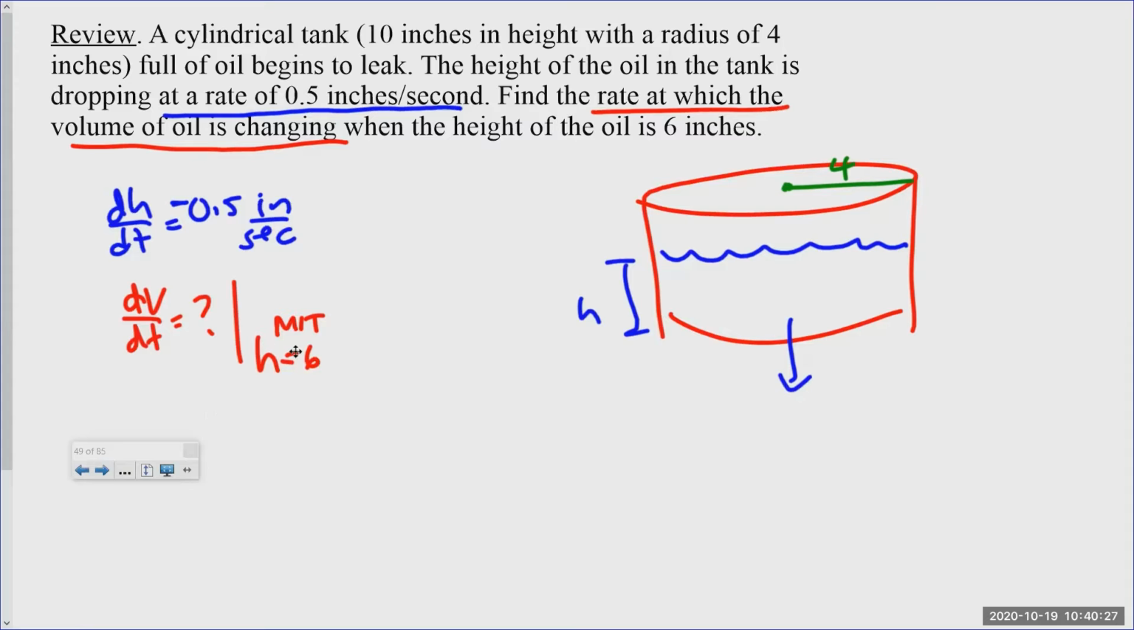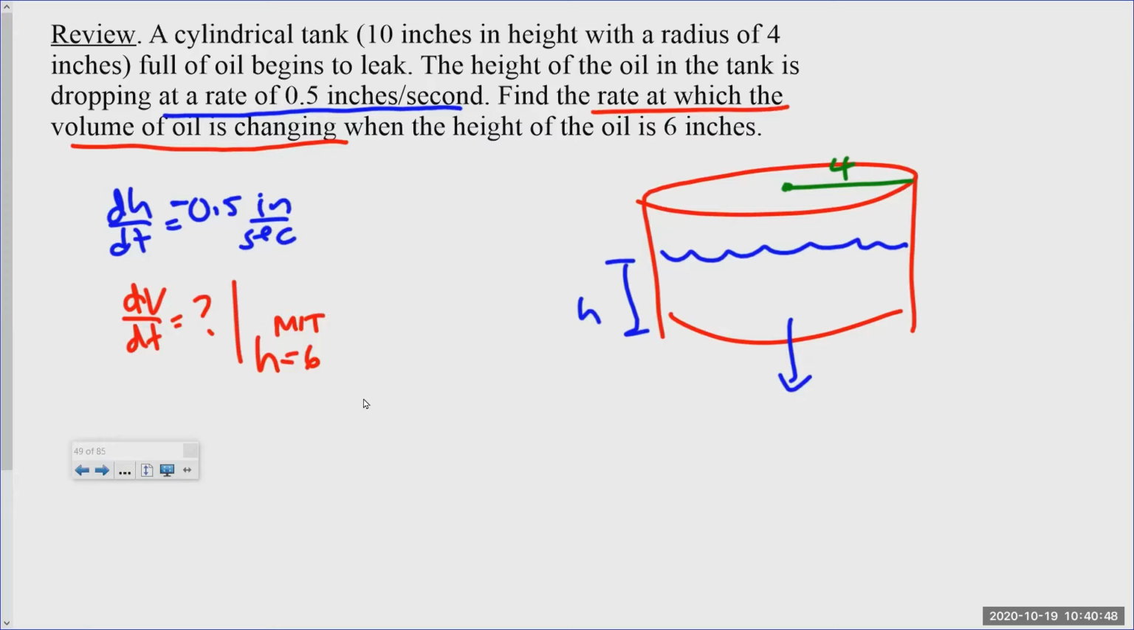I can't emphasize that enough, because what happens is students use these numbers inside when they're making their formula, and then it's all wrong, because the derivative of 6 would just be 0. You'll get a number. All right, so let's see what I have. I've got V, I've got H, I've got a cylinder. What's my formula going to be?